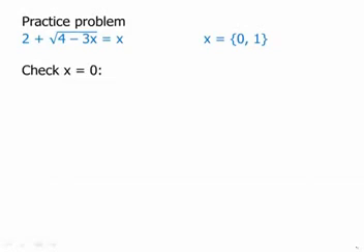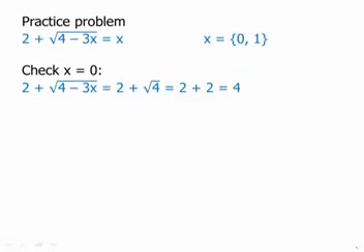First of all, check x equals 0. Plug this into the left side, and what we get is 2 plus root 4, which is 2 plus 2, which is 4. Plug it into the right side, it's 0, and of course 4 does not equal 0, so this one does not work. So this would be an extraneous root.